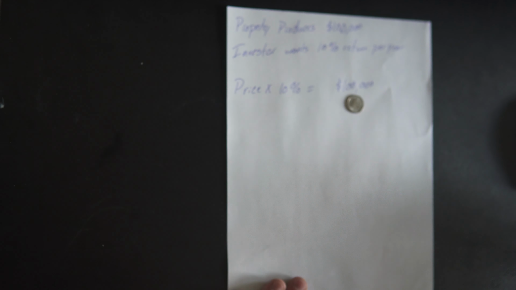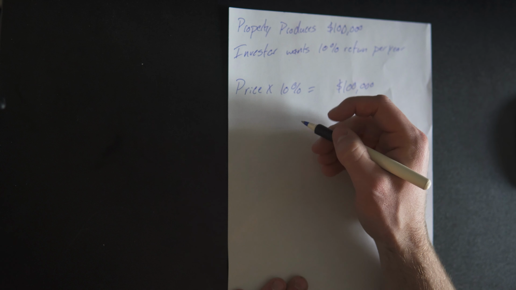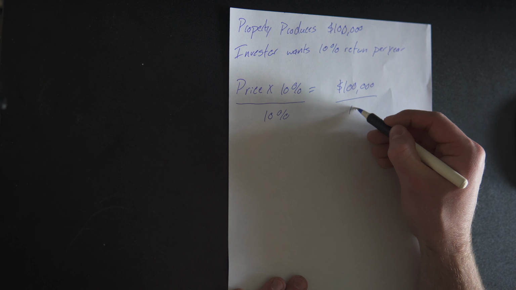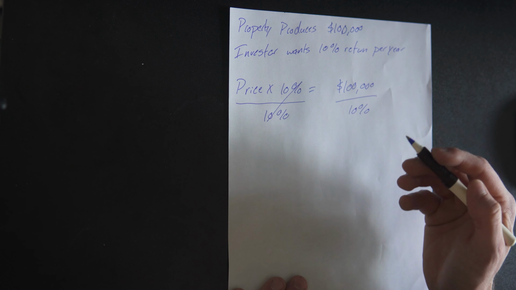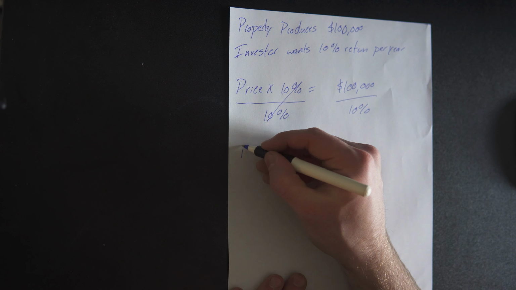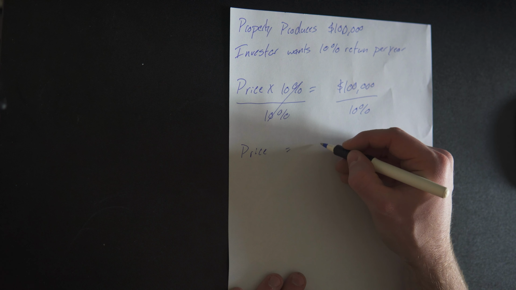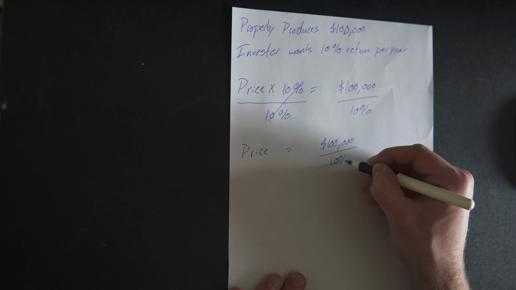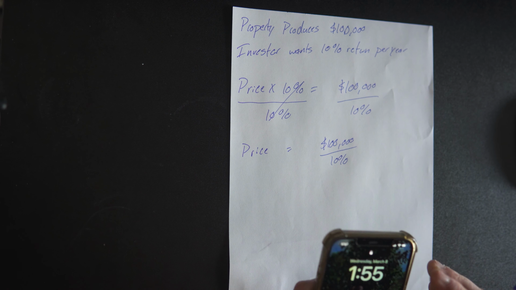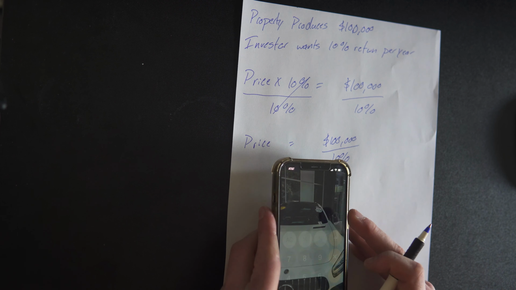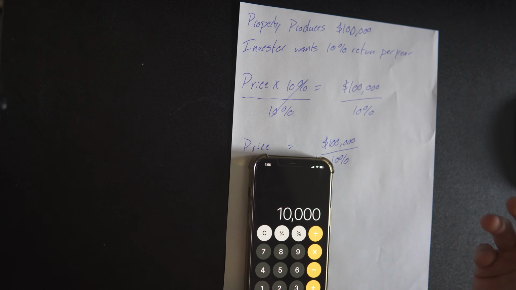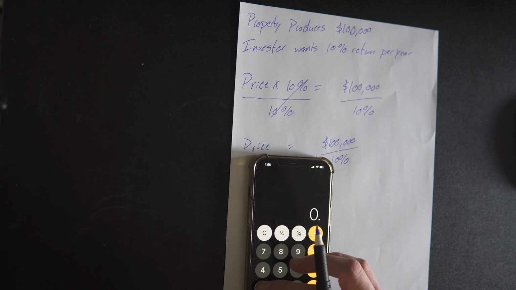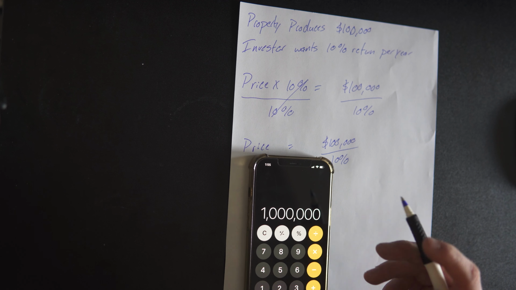So how do we do that in terms of a math equation? Well, here's what we do. We divide both sides by 10%. If we divide both sides by 10%, then this side is going to cancel out, and all we have to remember is that price equals $100,000 divided by 10%. It's not simple math. Some of us can do it in our heads, but let's think about this. If we have the income of $100,000, and we want to divide it by 10%, that's 0.10, and that comes out to $1 million.